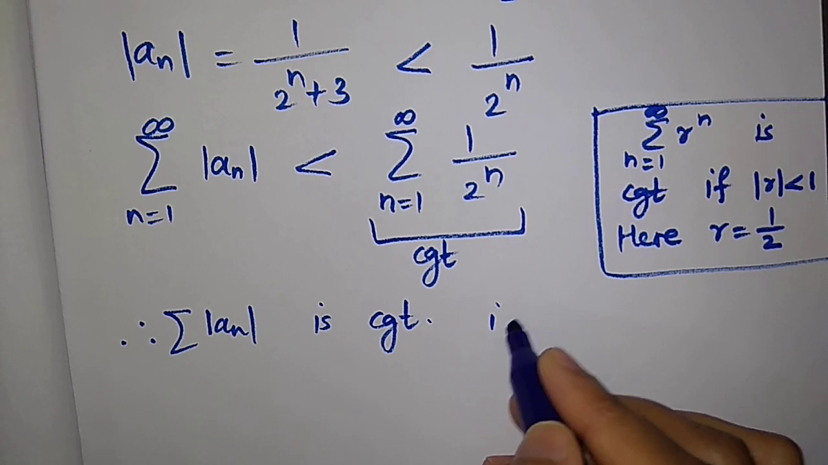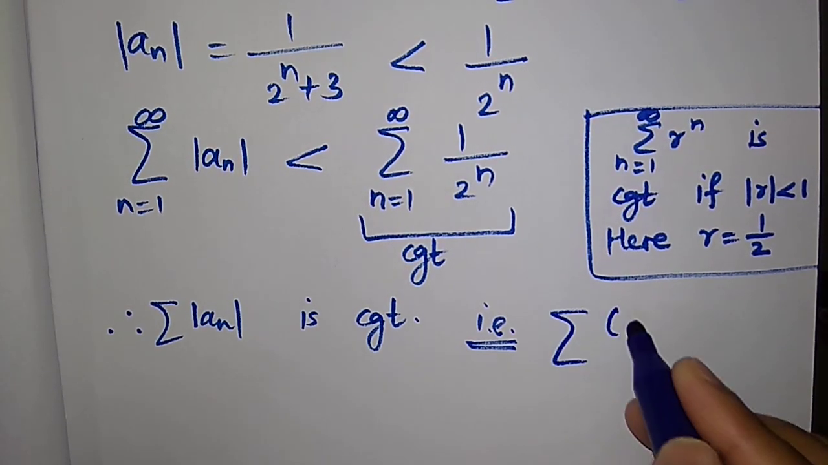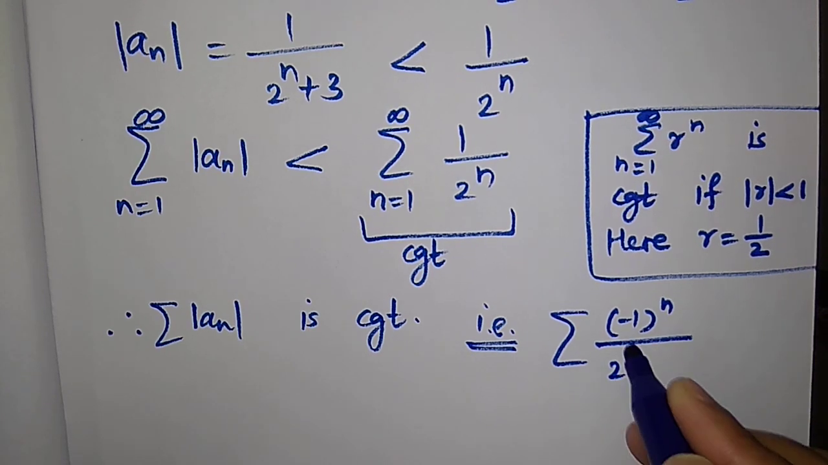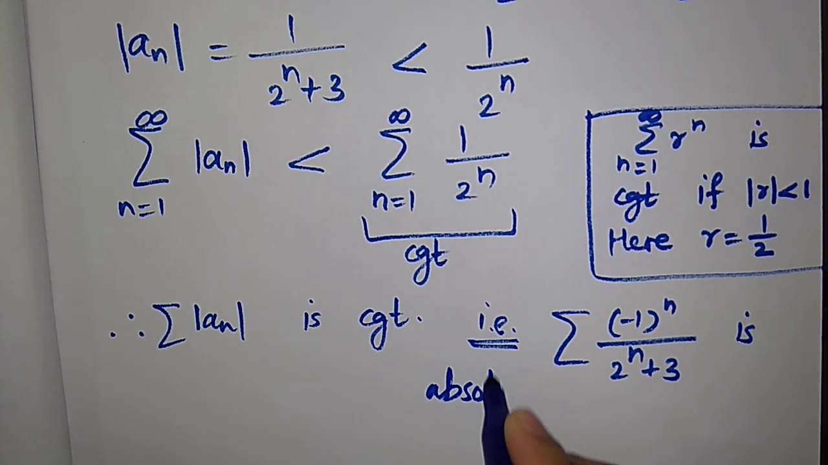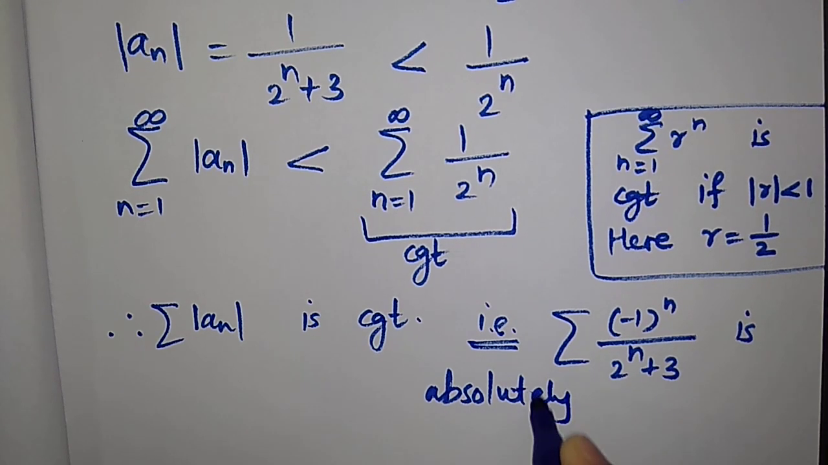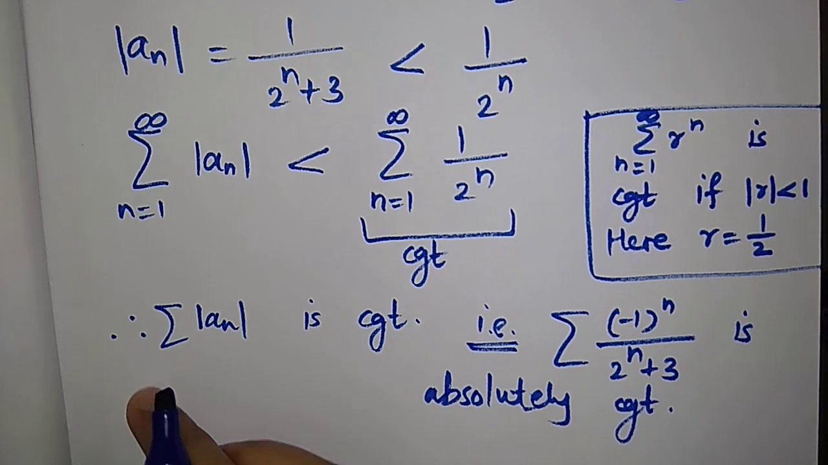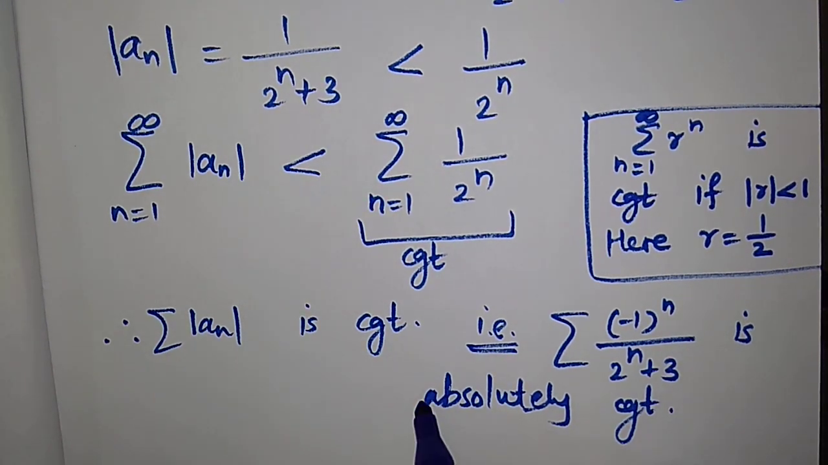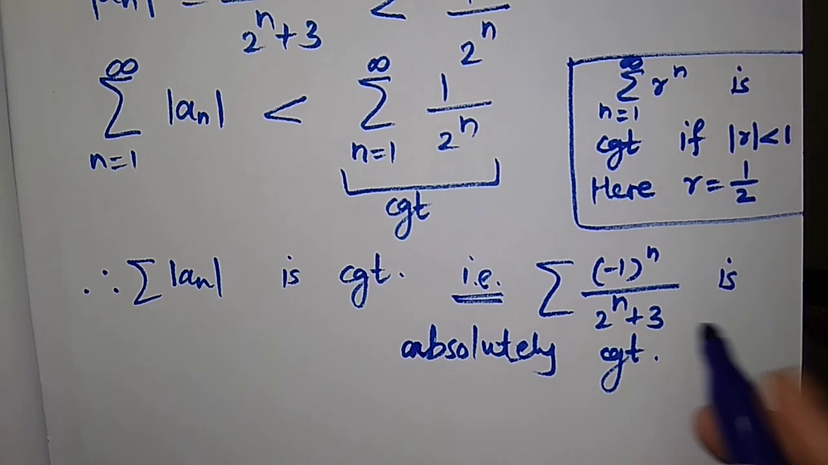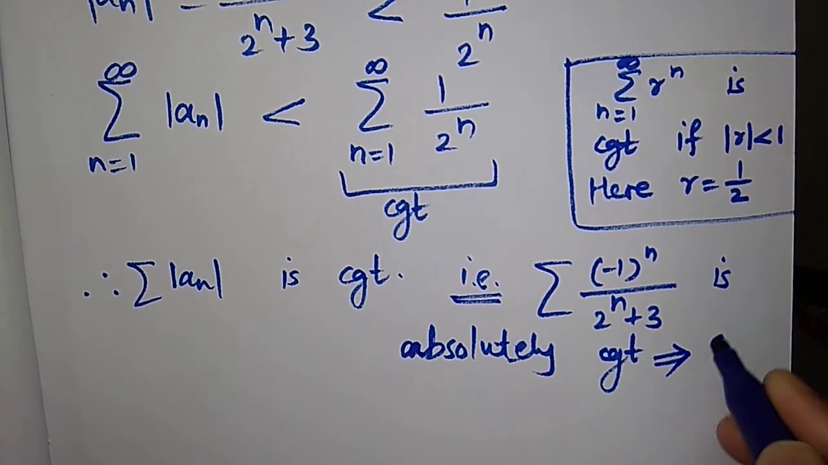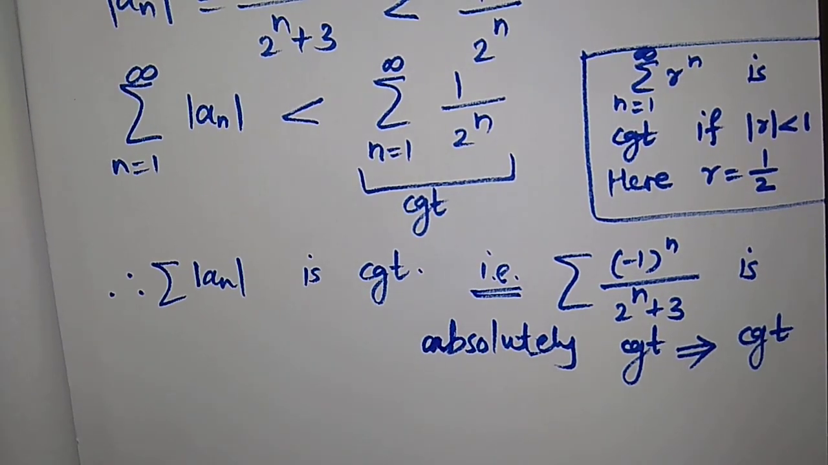That is, the series (-1)^n by 2^n plus 3 is absolutely convergent, because the modulus of this series is convergent, correct? So we will say that it is absolutely convergent, and we know that if a series is absolutely convergent, then it is convergent also. So the series is also convergent.